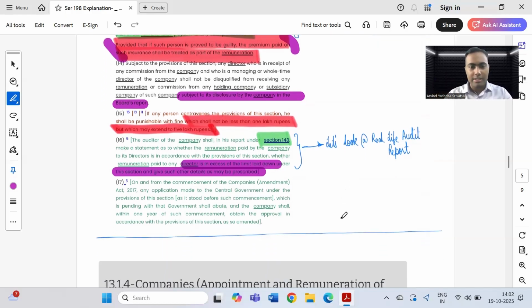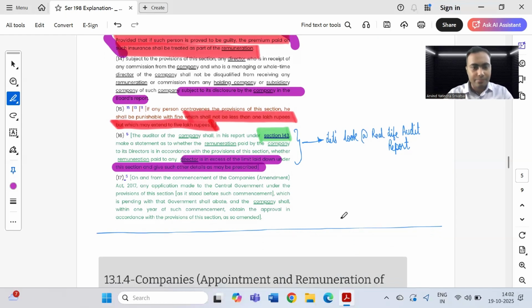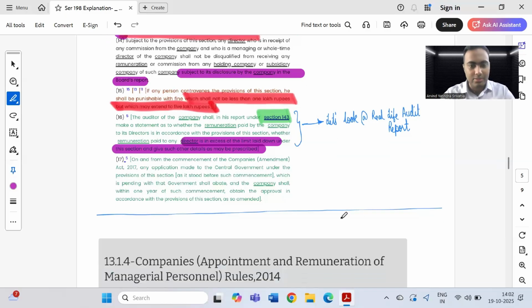Next, on and from the commencement of the Companies Act and on any application made by the central government which is pending, the company shall within 1 year of such commencement obtain the approval in accordance with the provisions of this section as so amended. Okay, so this is not really important.